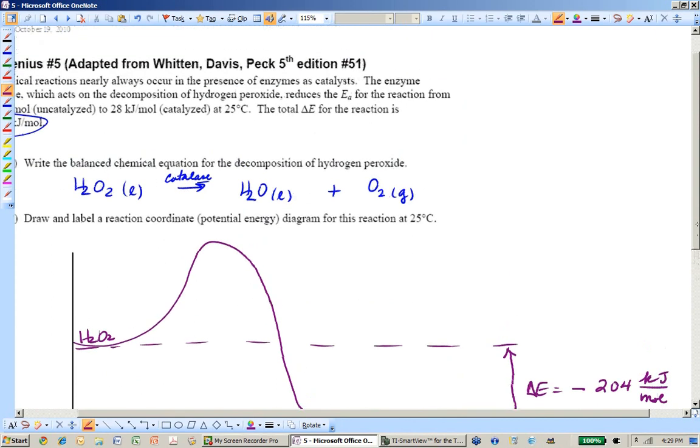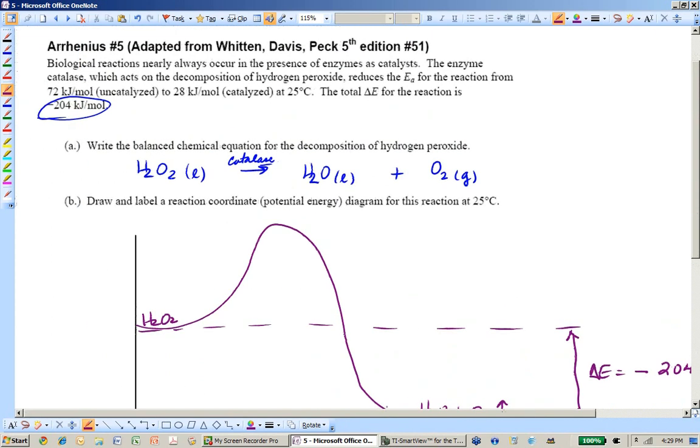And then, what else do we know? We know that uncatalyzed, the EA was equal to 72 kilojoules per mole, while if I come in and catalyze this, cutting that down by about a third, or down to about a third, I should say, cutting it by 2/3, so that this new one, this is not drawn to scale, obviously, is equal to, what did they say, 28?